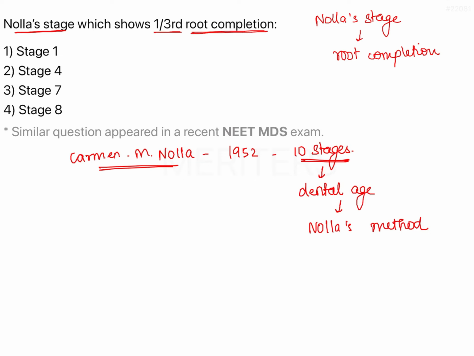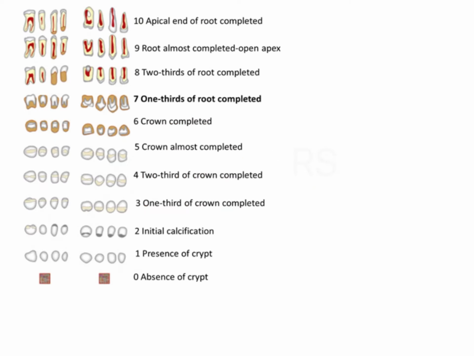Now let's try to understand these 10 different stages. Look into this picture. 10 stages are given in a sequence along with pictures for a better understanding. Stage 0 denotes absence of crypt and the stages begin from stage 1 where there is presence of tooth crypt, which is followed by initial or beginning of calcification, that is stage 2, and stage 3 begins with crown completion, 1/3 of crown completed. Stage 4 denotes 2/3 crown completion. Stage 5 denotes crown almost completed. So here you should focus on the term almost. It is not 100% done, but it is almost completed.